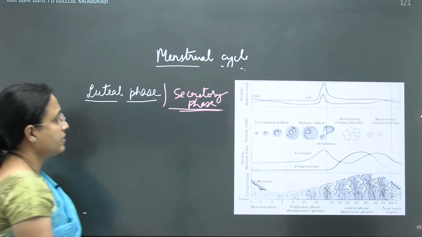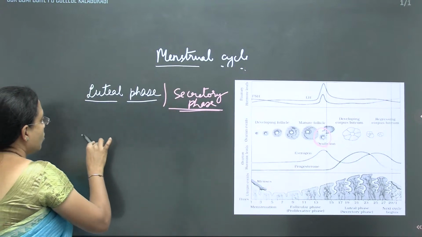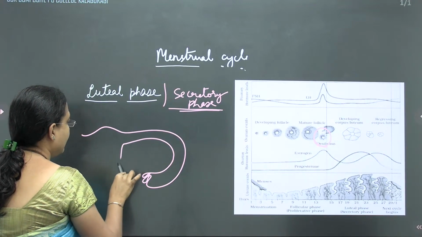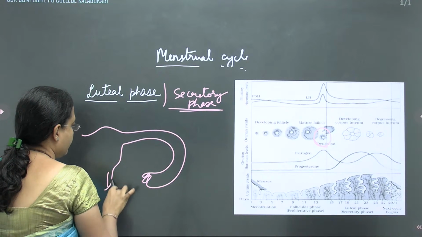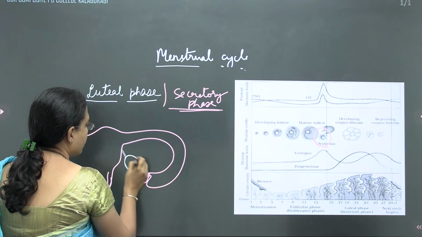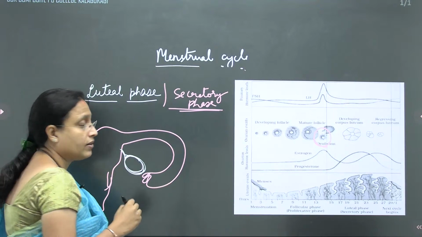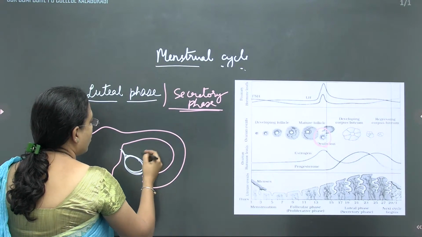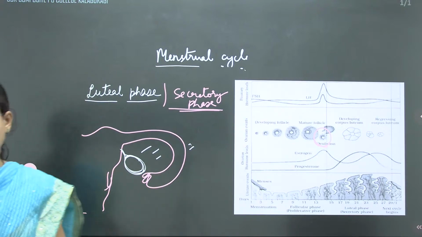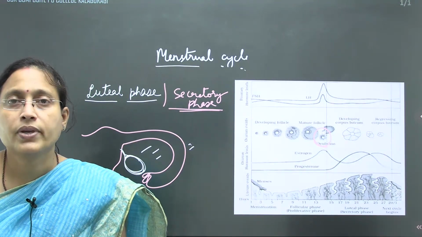Now during this time, what happens? What happened in the previous phase is that the ovum was released. So I should draw the diagram of the female reproductive system to show this. This is the ovary, bound to the uterus by the ovarian ligament. Here are the broad ligament and the suspensory ligament. Since enough time is required, I'll continue the topic in the next class.